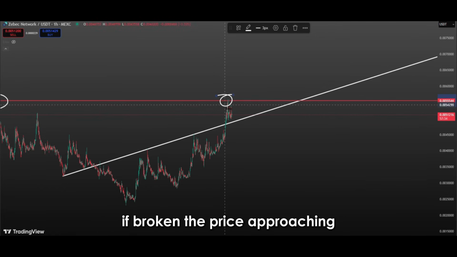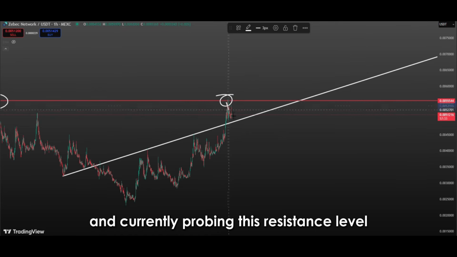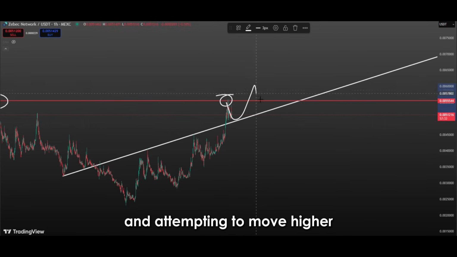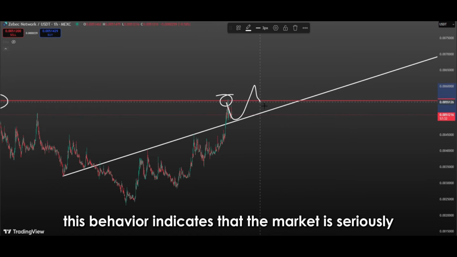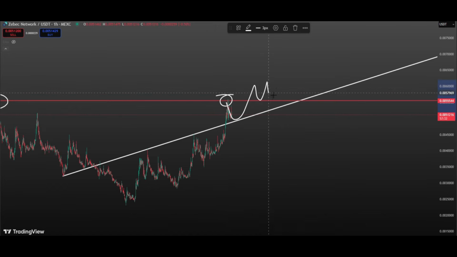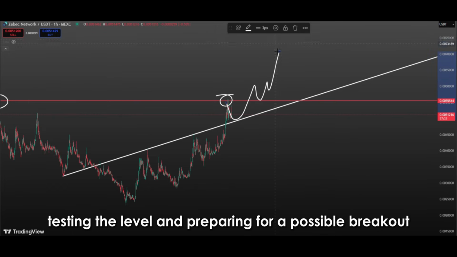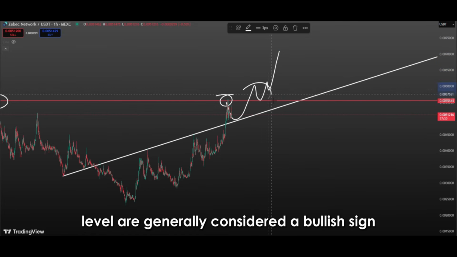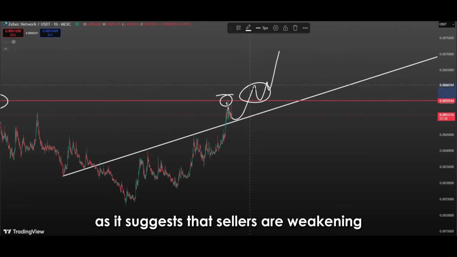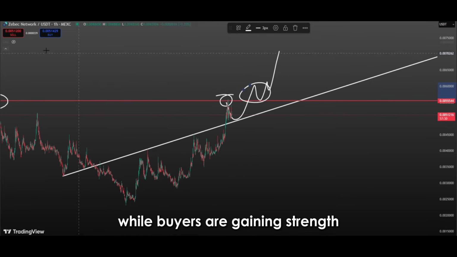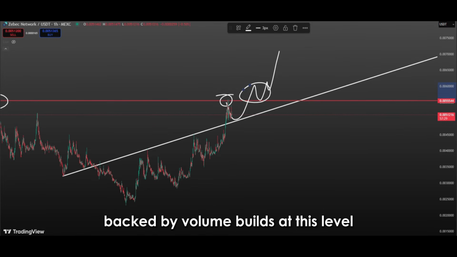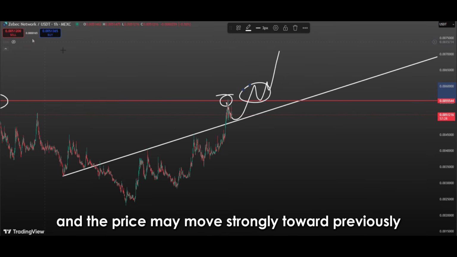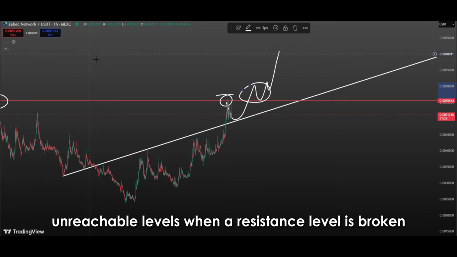if broken. The price approaching and currently probing this resistance level, touching it multiple times and attempting to move higher, is a notable development. This behavior indicates that the market is seriously testing the level and preparing for a possible breakout. Repeated tests of a resistance level are generally considered a bullish sign, as it suggests that sellers are weakening while buyers are gaining strength. If sufficient buying pressure, backed by volume, builds at this level, the resistance could be broken, and the price may move strongly toward previously unreachable levels.